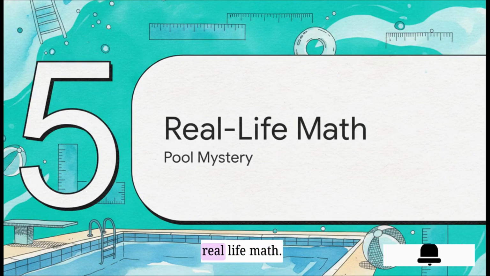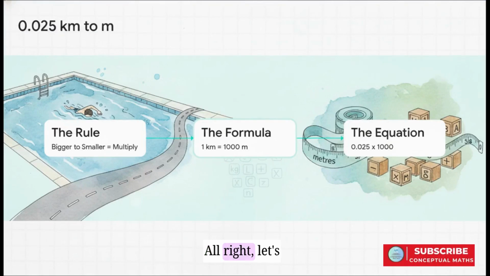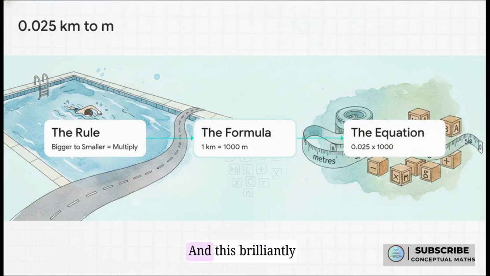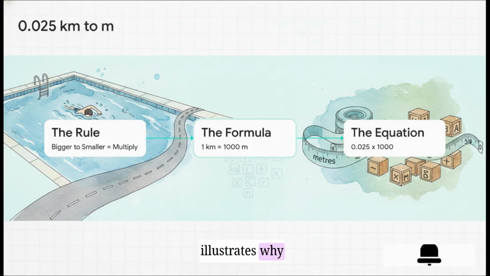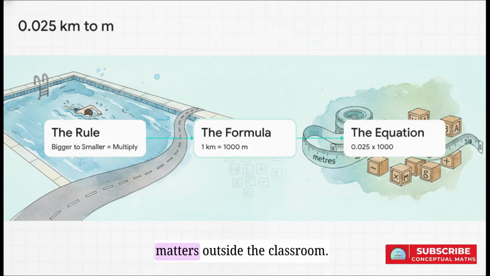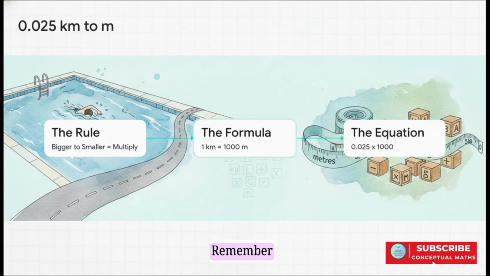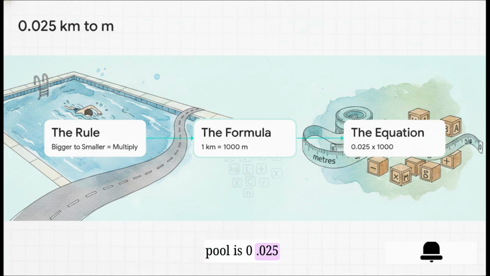Section 5. Real-life math. All right, let's step out of abstract numbers and jump back into the real world. And this brilliantly illustrates why learning these conversions actually matters outside the classroom. Remember that swimming pool problem from the very beginning? The pool is 0.025 kilometers long, and we desperately need to find that distance in meters.